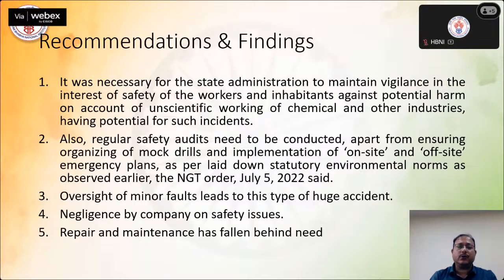The NGT order of July 5, 2020 said that oversight of minor faults leads to this type of huge accident. Negligence of the company on safety issues, and repair and maintenance had fallen behind the need. So it is a very small incident that took place. But yes, the thing of concern is that we can easily understand that such an issue can take place. Some minor injuries occurred, but a major group of people had to be migrated from the place.